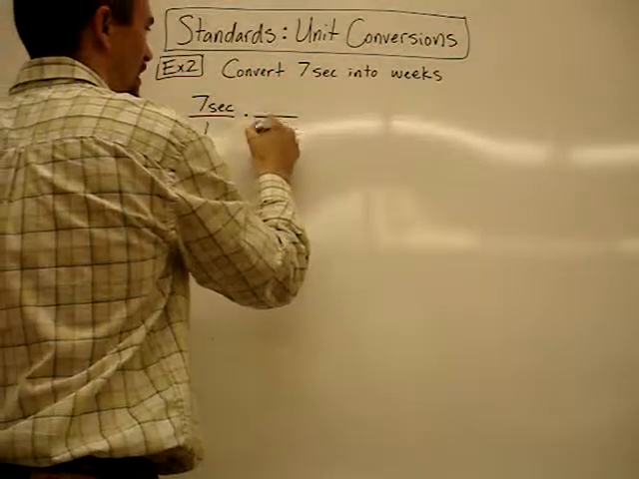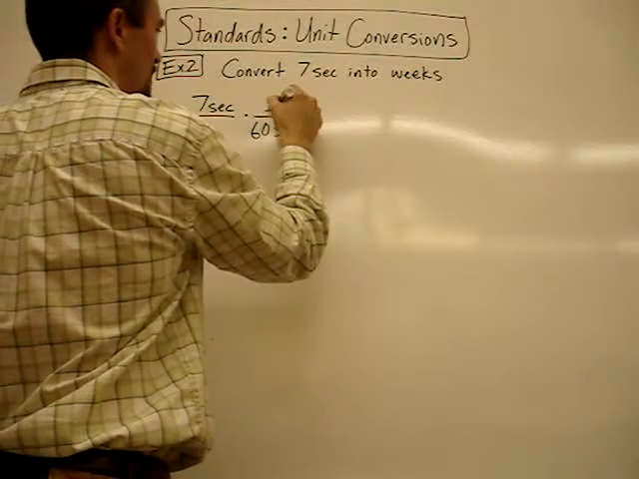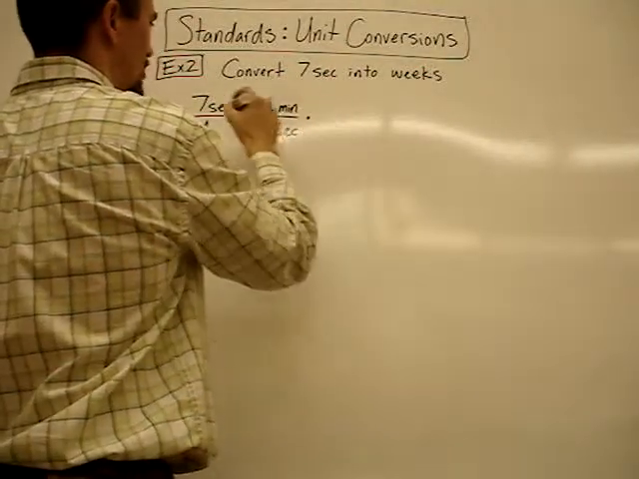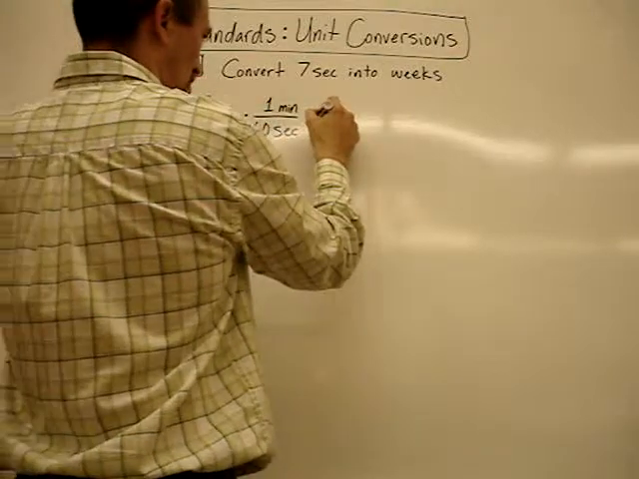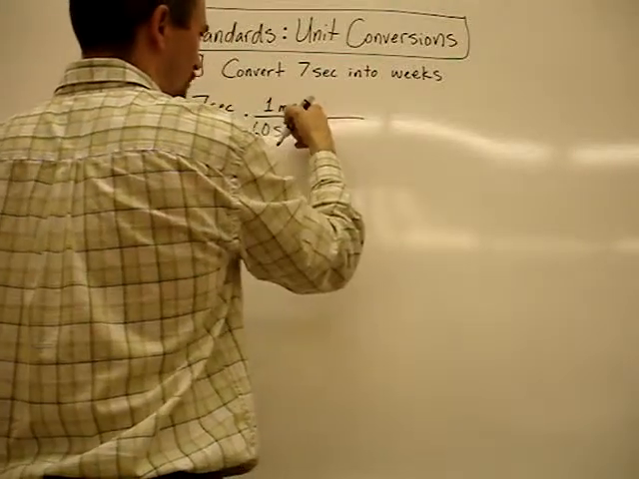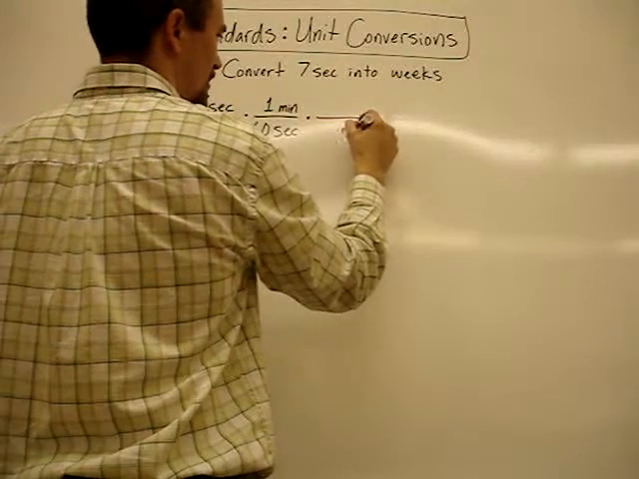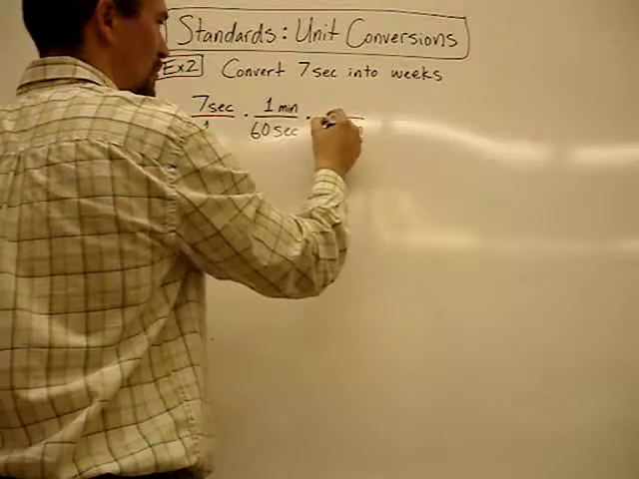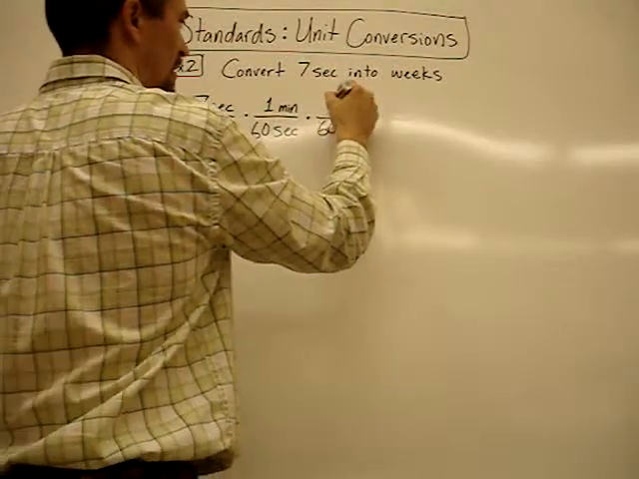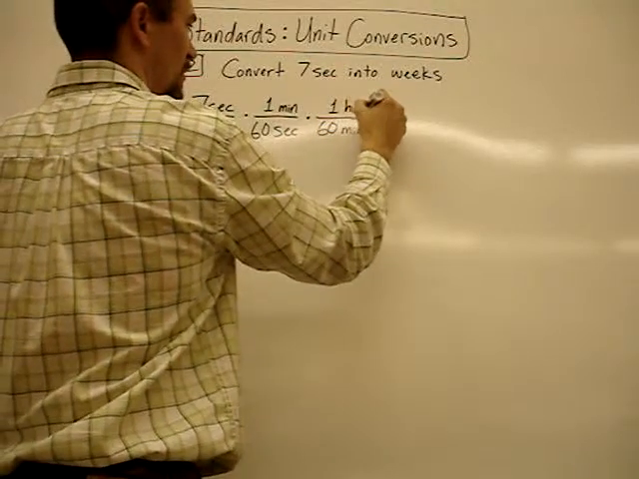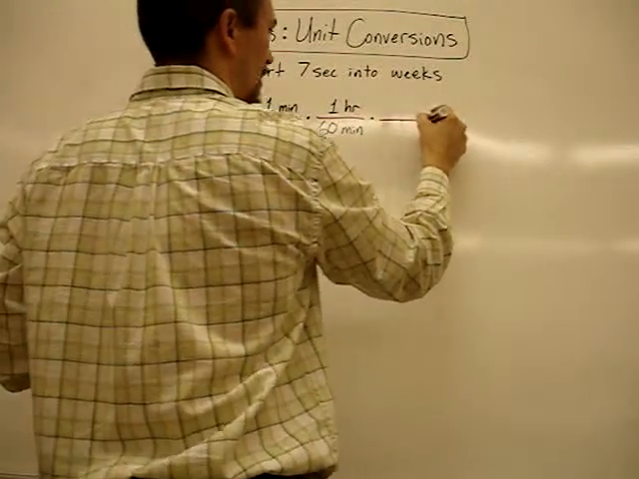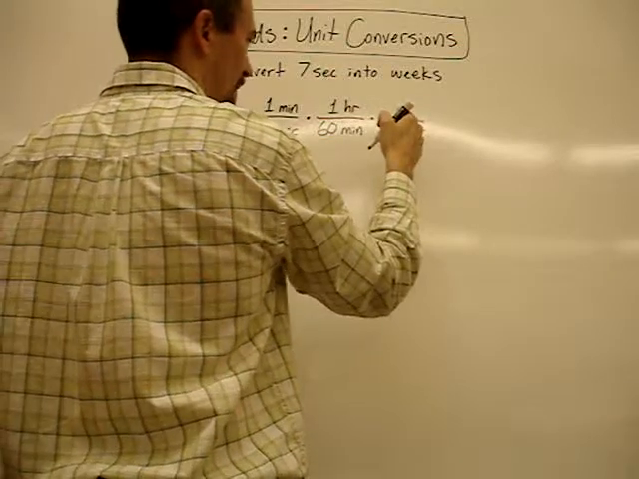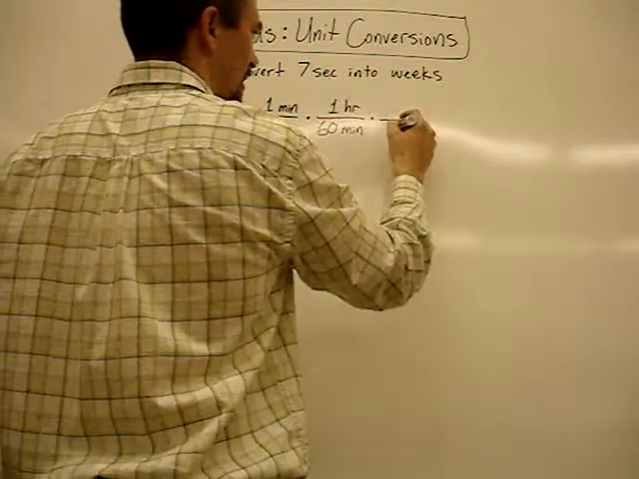So you'd have to say, you know that there's 60 seconds in 1 minute. And that's good because these seconds will cancel. Now you ask yourself, okay, what's this going to cancel with? Minutes. And you ask yourself, what do I know about minutes that would take us to a larger unit? 60 minutes in 1 hour. Then you do it again. I write hours down here because I want it to cancel with that. How many hours in a day, let's say?